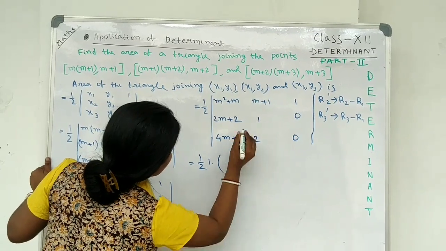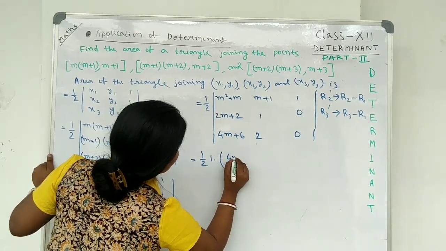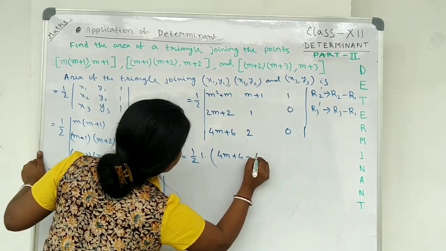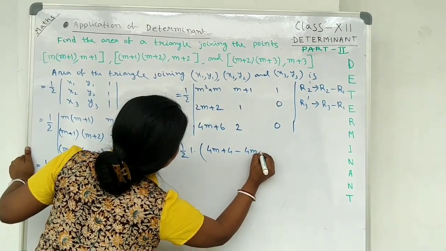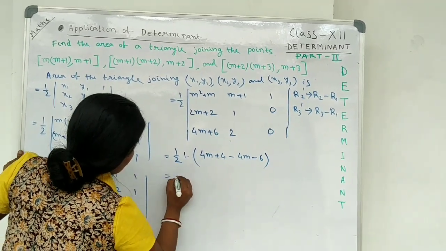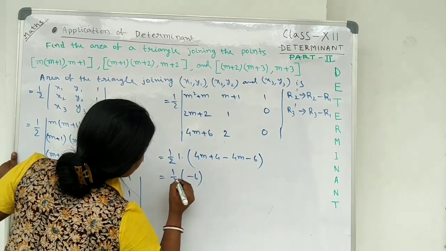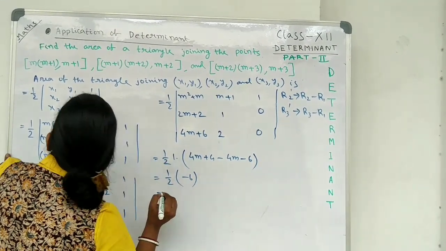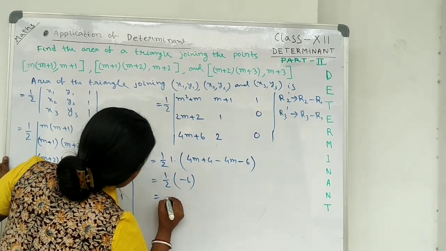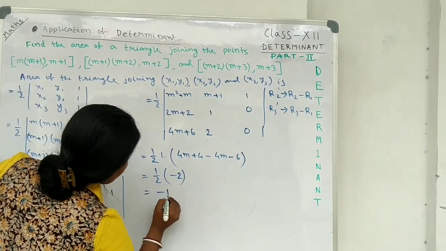1 into this into this, that is 4m plus 4 minus 4m minus 6, half into minus 6, that is minus 2, that is minus 1.